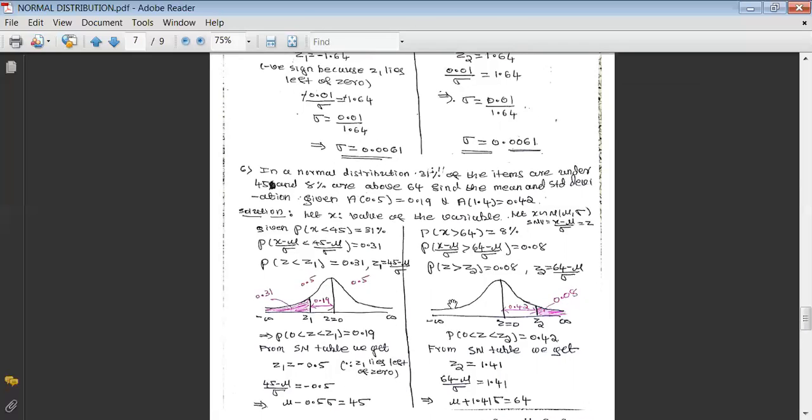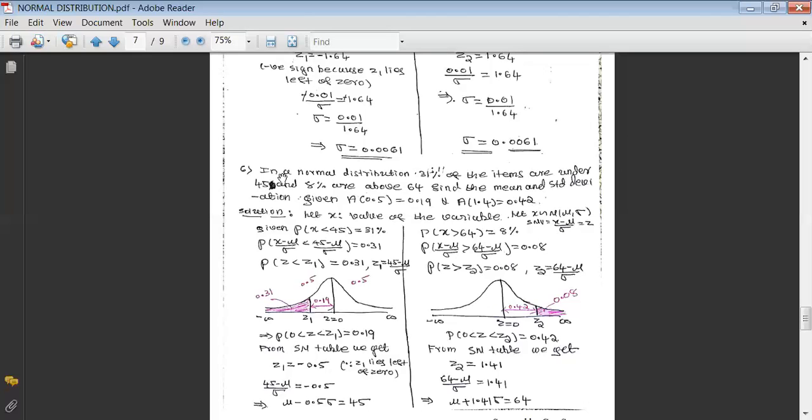Now, the information provided is regarding the value of the variable. That's why I'll say let X represent the value of the variable, and they are given in a normal distribution. So let X follow a normal distribution with both unknowns, the mean as mu and the standard deviation as sigma. Once we know these parameters, we can write the standard normal as Z equals X minus mu by sigma. Since both are unknown, at most we can write like this. Now let us use the given information. First one.